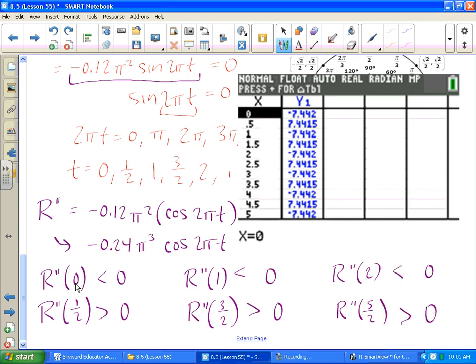Okay, so this top row, if it's less than, these are what? If it's less than, it's concave down, so it would be a max, right? So these are maxes up here, and these are mins down here. Questions on that part?